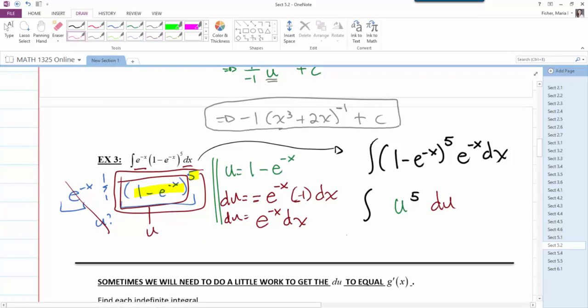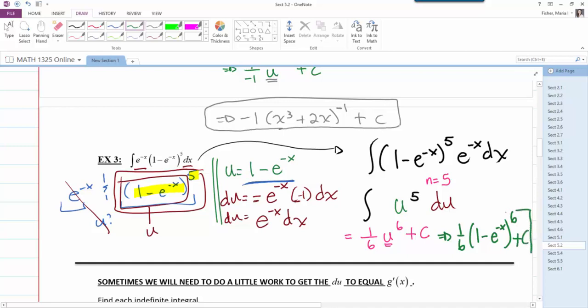So I know that this is going to integrate as, well, this is my power rule. Here my n is equal to 5, so I'm going to integrate as 1 over 6 u to the 6th plus c. And finally, get the u out, put x's back in. Therefore, we're looking at 1 over 6 times 1 minus e to the negative x, all of that raised to the 6th power plus c.